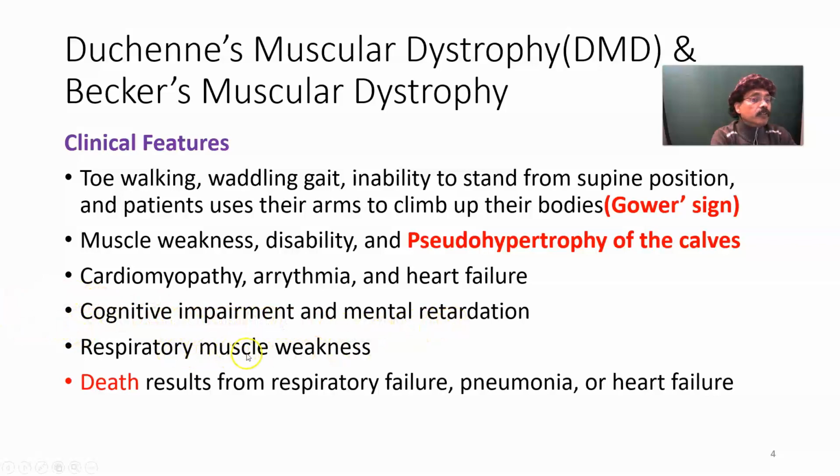Respiratory muscle weakness is a very common feature, especially in Duchenne muscular dystrophy. Cognitive impairment is not seen in Becker's muscular dystrophy. Respiratory muscle weakness is also not very obvious in Becker's muscular dystrophy. Death results from respiratory failure, pneumonia, or heart failure. Death from Becker's muscular dystrophy is also from heart failure.